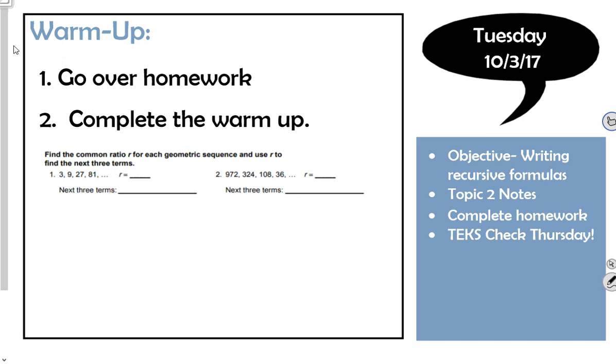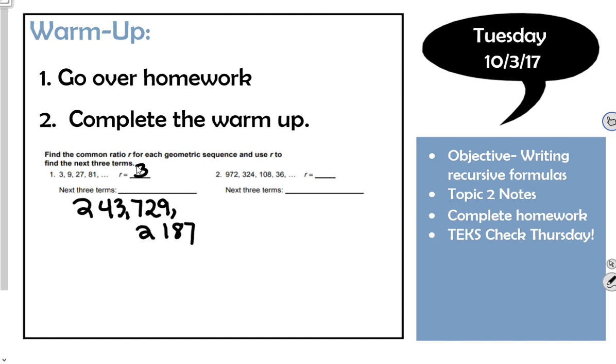For number 1, we can look at this and figure out that 3 times 3 is 9, 9 times 3 is 27, 27 times 3 is 81. So R is equal to 3. The next 3 terms in my sequence are going to be 243, 729, and 2187.